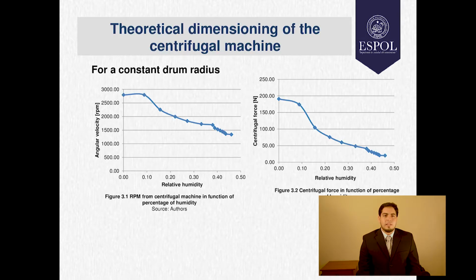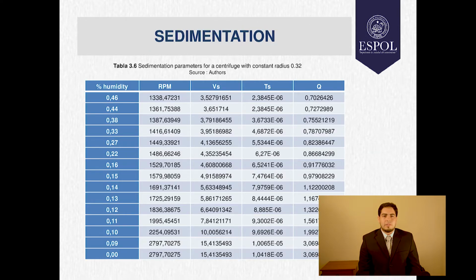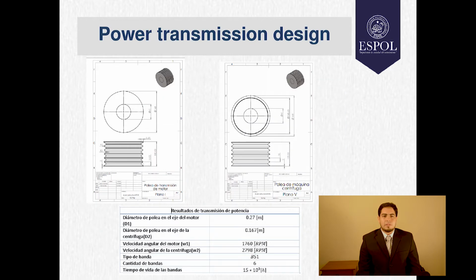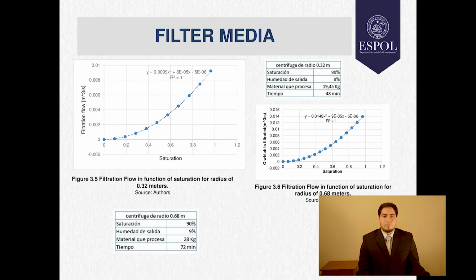Now we can see that the angular velocity is inversely proportional to the humidity. Now we can see the results of the sedimentation parameters. We can see the dimensions and velocities of the pulleys and belts. With a basket saturation of 90%, the humidity of the material will be 8%, so it's impossible to reduce the humidity to 0%.